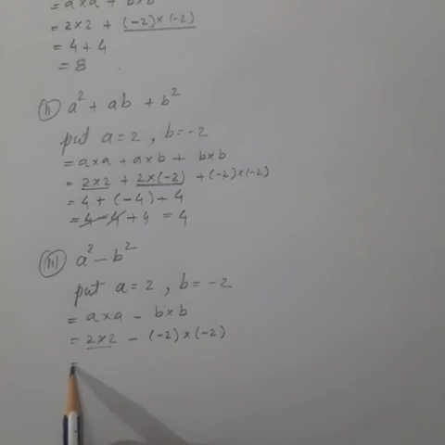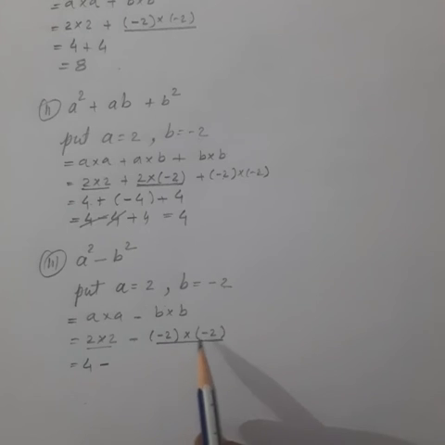Now multiplications. 2 2s are 4. This is minus sign. Now multiplication of this. Both the numbers are negative. So product will be positive. And 2 2s are 4. So here we can keep it in bracket. 4 minus 4 is 0.